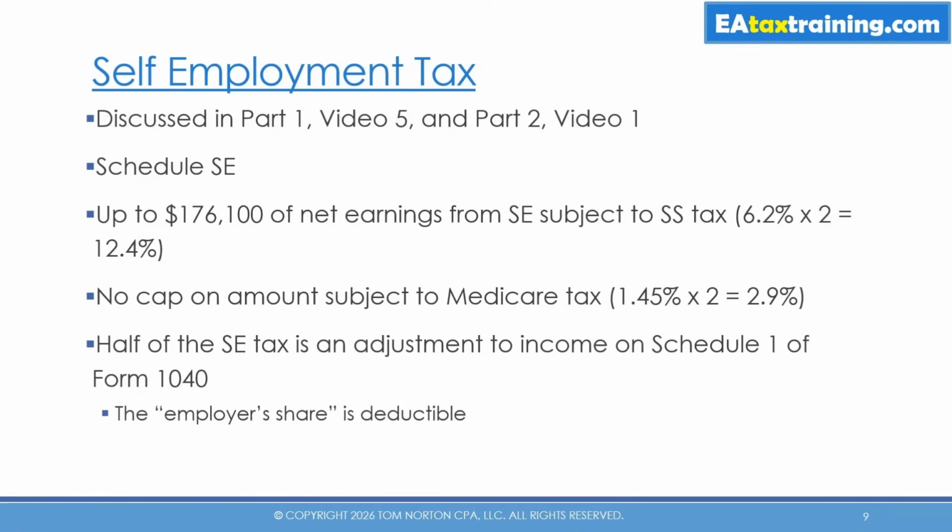As a reminder, up to $176,100 of net earnings from self-employment are subject to the Social Security piece of the self-employment tax. That's the 12.4%. There is no cap on the amount subject to the Medicare tax. That's the 2.9%. And of course, half of that self-employment tax is an adjustment to income on Schedule 1 of the 1040. So you do get to deduct half of it. That represents the employer's share of Social Security and Medicare tax.